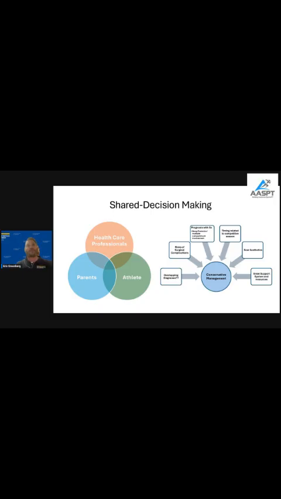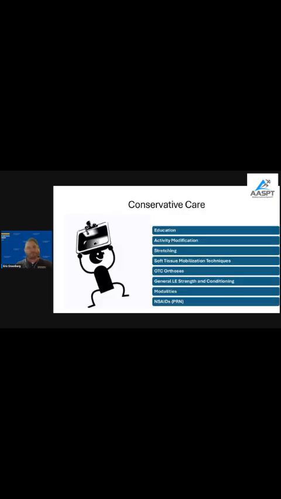Probably one of the reasons why she opted for conservative care is she did have such a great support system. Her parents were totally on board and supportive and willing to do anything to really help from a financial but also activity modification standpoint, and they had the resources to do so. So that really weighed into our decision.